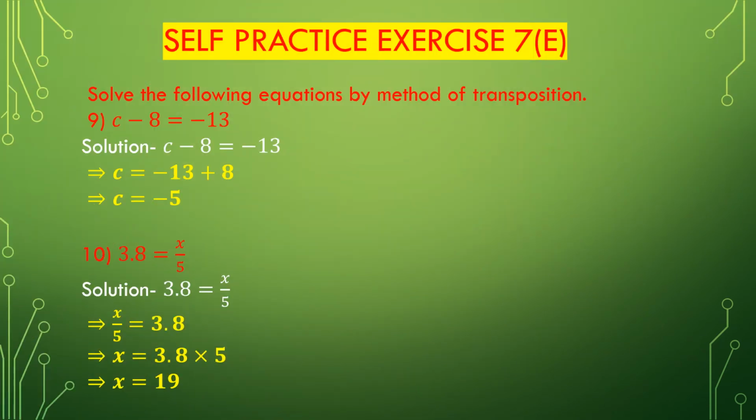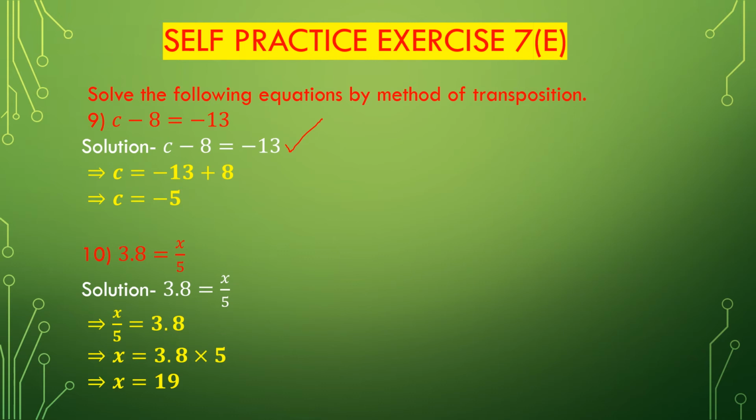Now we solve question number 9. Question number 9 is c minus 8 equal to minus 13. This is the equation given and we have to solve the value for the variable c using the method of transposition. Then c will be c equal to... on the left hand side, c minus 8 is given.